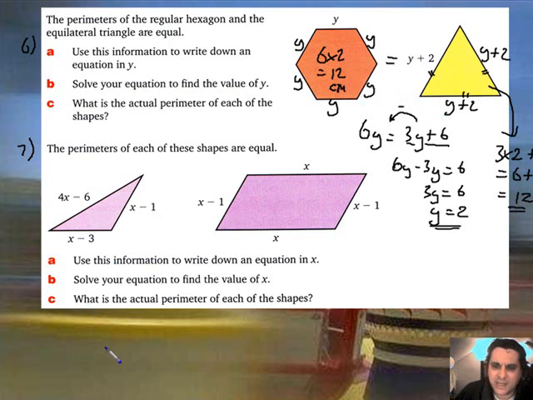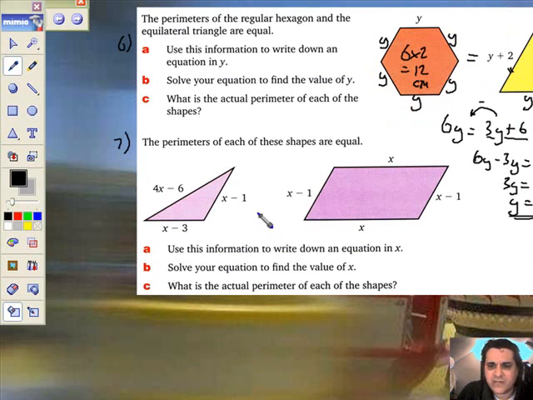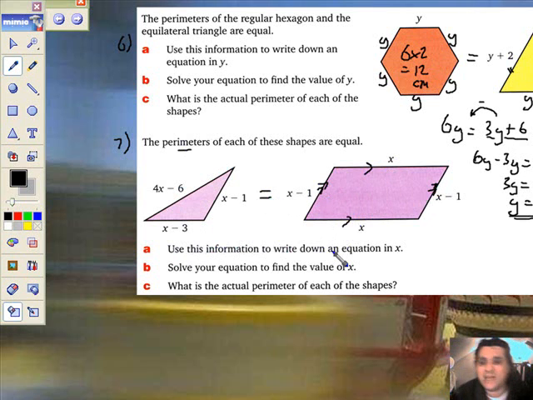This one's more complicated, obviously. The perimeters of each of these shapes are equal, so I've got a scalene triangle there. As you can see, all the sides are different, and here I've got a parallelogram by the look of it. Yes, I have, because that x matches that x and that matches that, so I've got a parallelogram, and that's all there is to it, really. And these perimeters are equal. Uses information to write down an equation, so it's far more involved by the look of it.